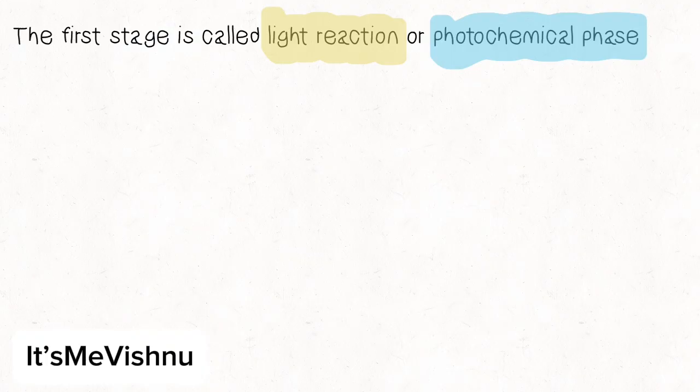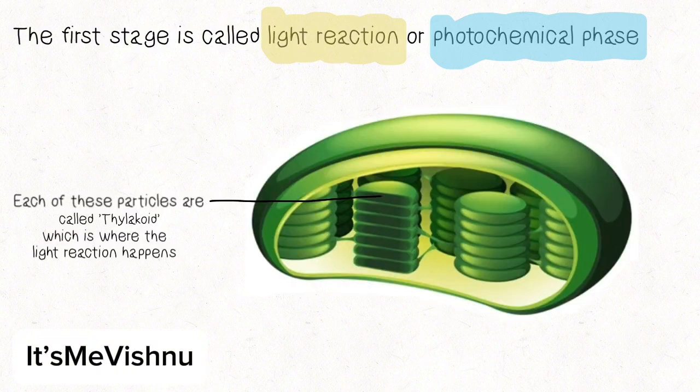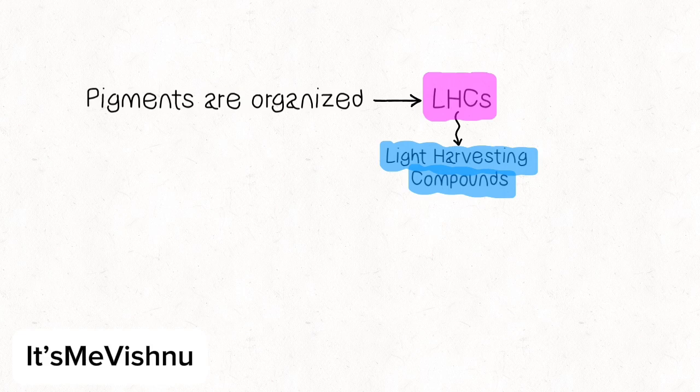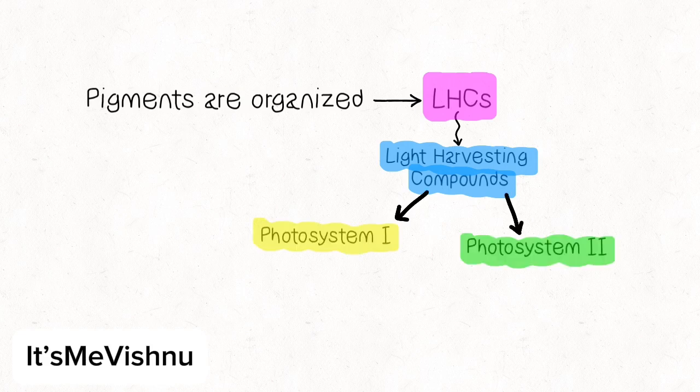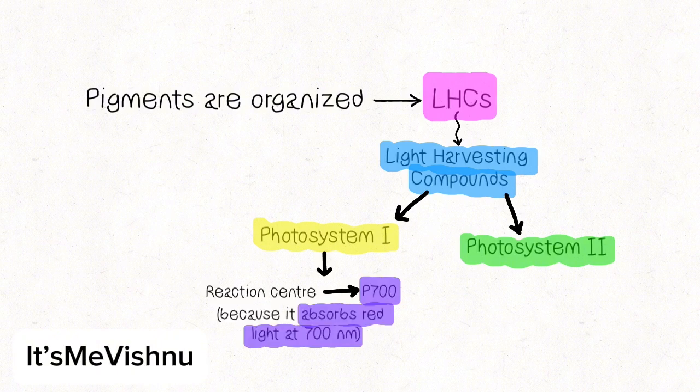The first stage is light reaction, a photochemical phase. It happens in the thylakoid membranes, the stacked discs called grana. Here, the pigments are organized into light harvesting compounds or LHCs, which belong to two systems, photosystem 1 and photosystem 2. In photosystem 1, the reaction center is P700.